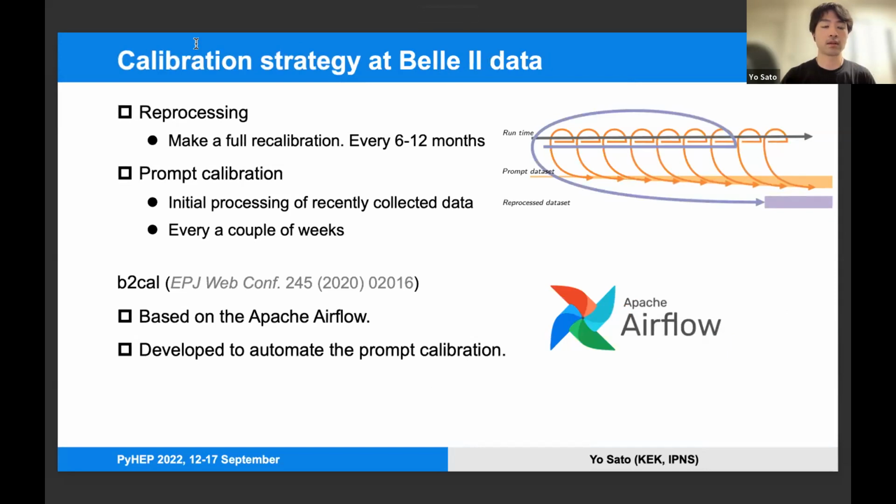First one is the calibration strategy of Belle II. There are two strategies in Belle II data calibration. This is the prompt calibration. This happens every couple of weeks for the initial processing. To do that, Belle II developed the B2CAF Python package based on Apache Airflow to automate the prompt calibration.